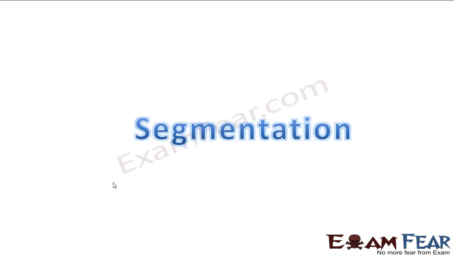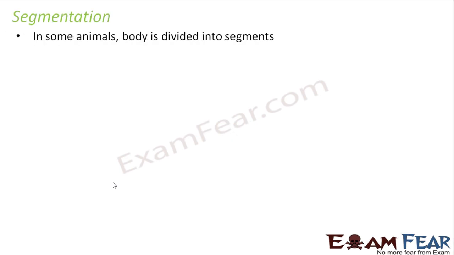Let us look at the next criteria, which was segmentation. So what is segmentation? It is seen that in some animals the body is divided into segments. That means the body is divided into parts or sections. What do we mean by segments? Segments are like small compartments. The entire body is divided into small compartments and all are identical to each other.